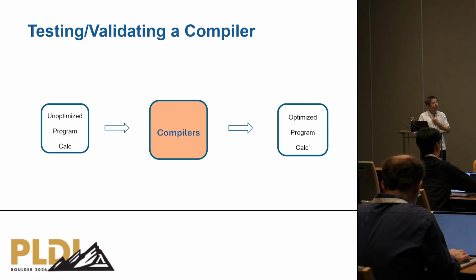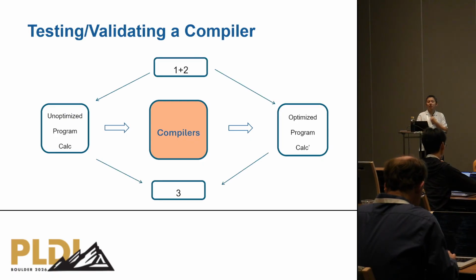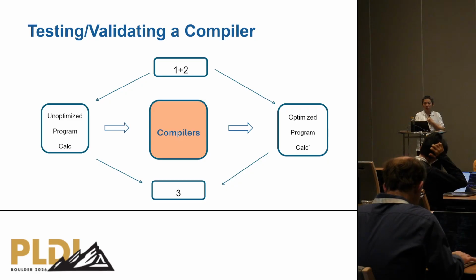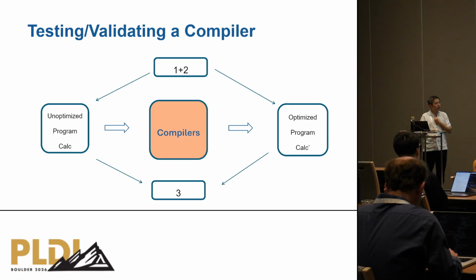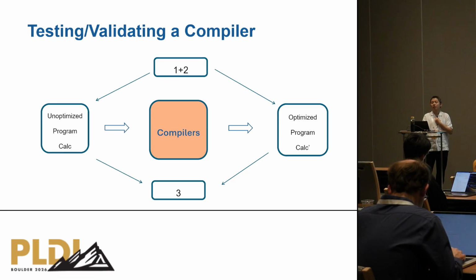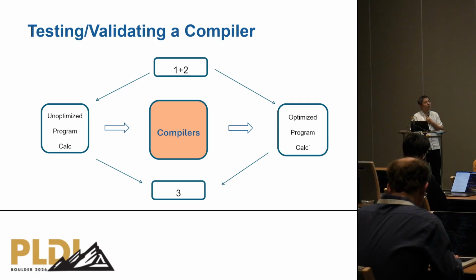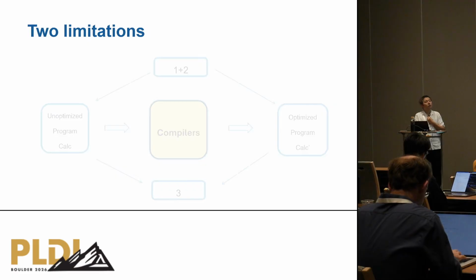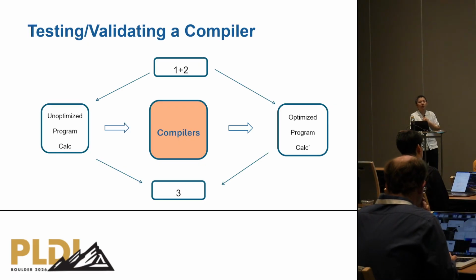In order to achieve that, we need to generate input to both calculators and observe the output. If they agree on a certain output, which is also consistent with our specification, then we know that at least in this case, the compiler is doing the right thing to optimize your program. Okay, so this is the traditional way to do compiler validation, and there are two limitations with this workflow.